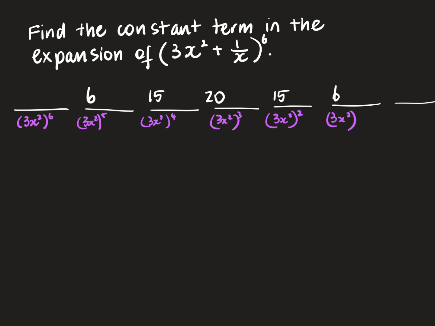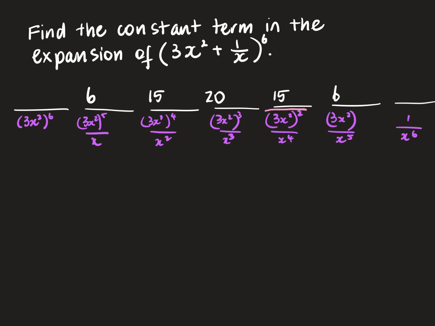Now what about our 1 over x? So I'm going to just put these on the bottom here. And there's going to be something over here. Well, this is going to be 1 over x to the power of 6, 1 over x to the power of 5, 4, 3, 2, and 1. Okay, now what I'm looking for is when the x's on the top and the bottom will cancel each other out. Can you see where it's going to be?